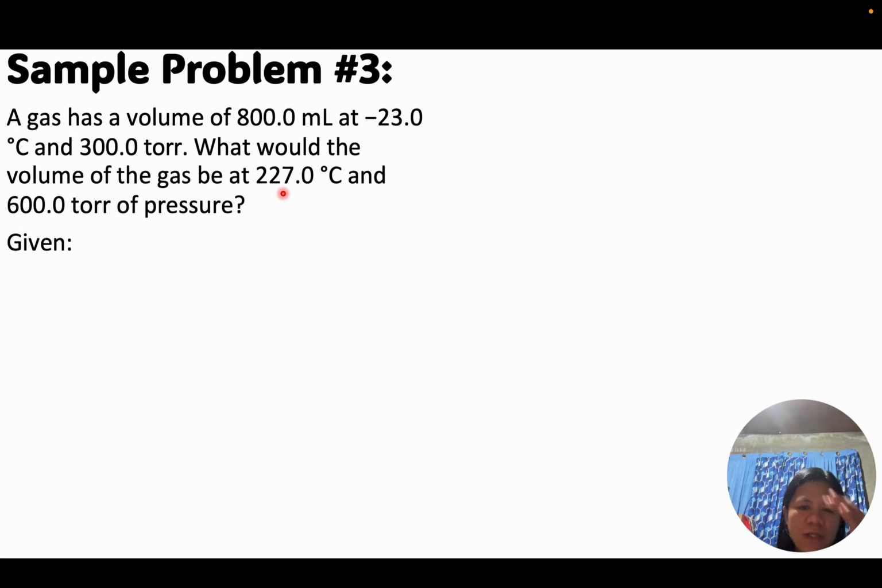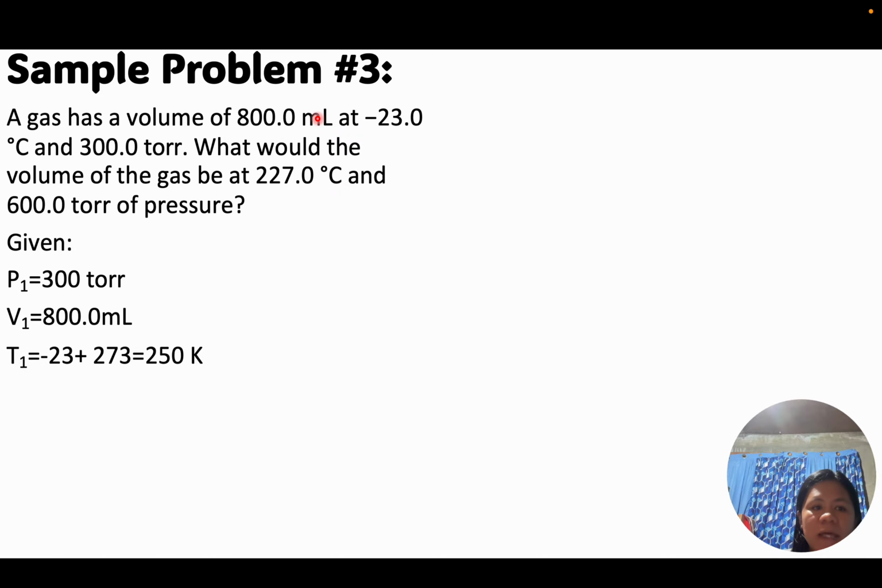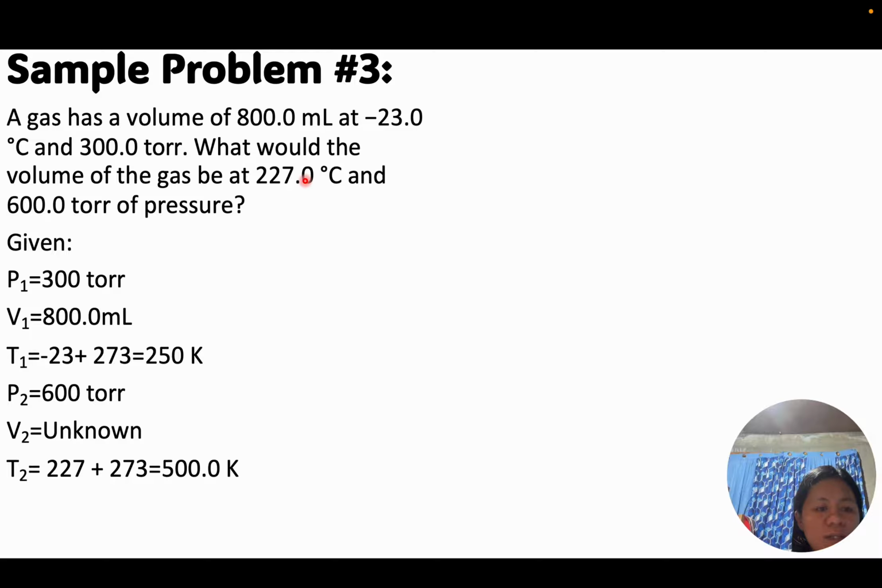Okay? So of course, yung given natin, P1 and V1. P1, 300. V1 naman natin, 800 ml. Ang T1 naman natin is negative 23 degrees Celsius plus 273. So, we'll get 250 Kelvin. Ang P2 naman natin is 600 Torr. And what we are looking for, again, is V2. And then, ang T2 naman natin is 227 plus 273. We have 500 Kelvin. So, again, ito yung ating formula.